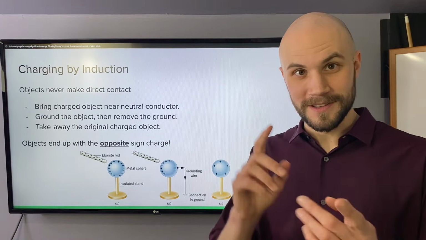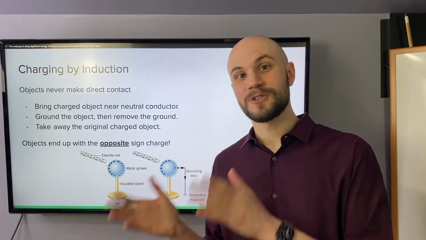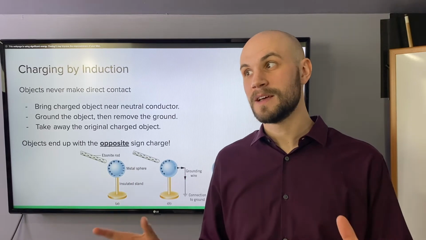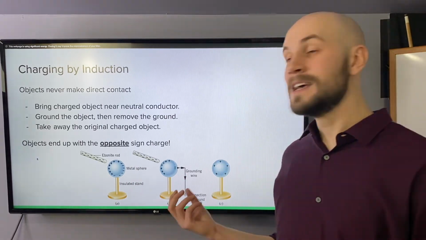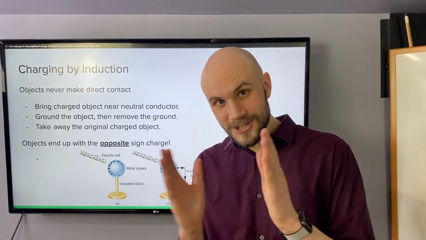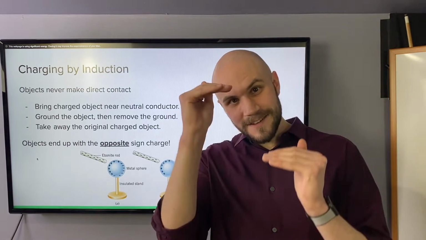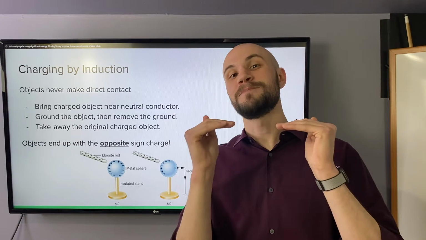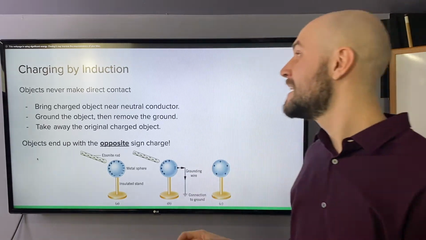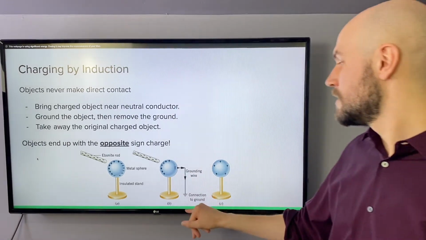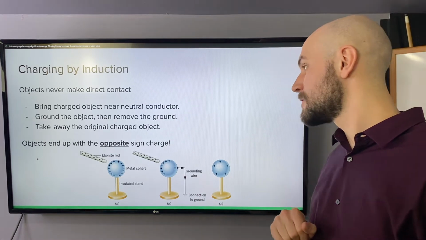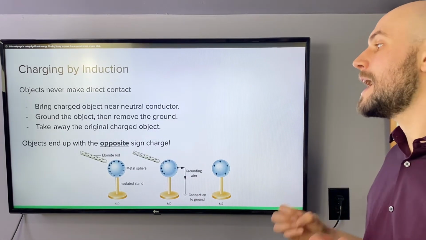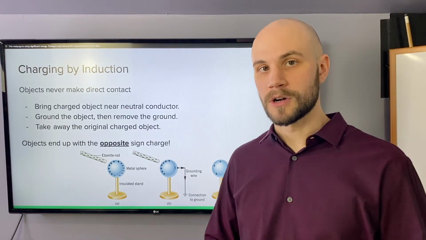So, 3 methods. Friction, there's rubbing, electrons transfer from one object to another, end up with opposite sign charge on each object. Conduction, they touch, the electrons run until everything is as equal as possible, and then both objects end up with the same sign charge. And by induction, by hooking up the thing to the ground and bringing a charged object nearby, you end up with 2 objects with the opposite sign charge.